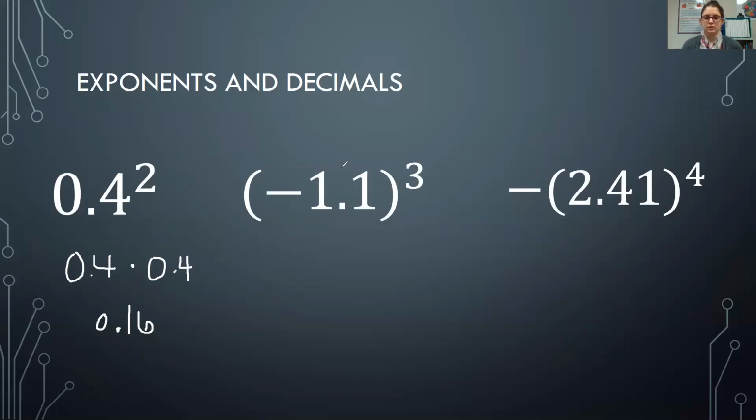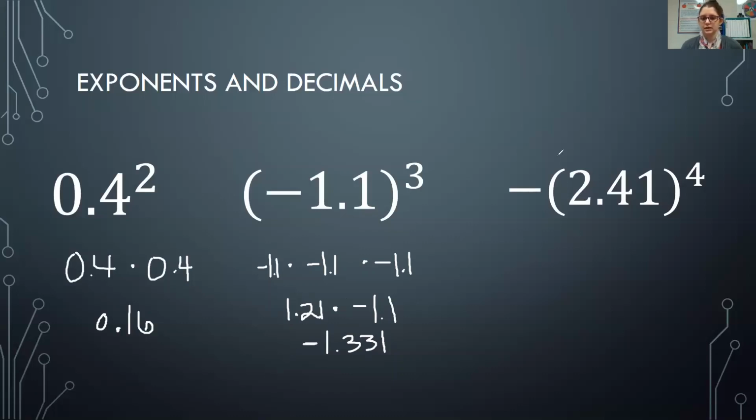Okay, now negative 1.1 to the third power. My negative is inside of the parentheses, so it's part of my base. So I have negative 1.1 times negative 1.1 times negative 1.1. So 1.1 times 1.1 is 1.21. A negative times a negative is a positive, so we'll leave this alone, times negative 1.1. So 1.21 times 1.1 is 1.331. A positive times a negative is a negative.